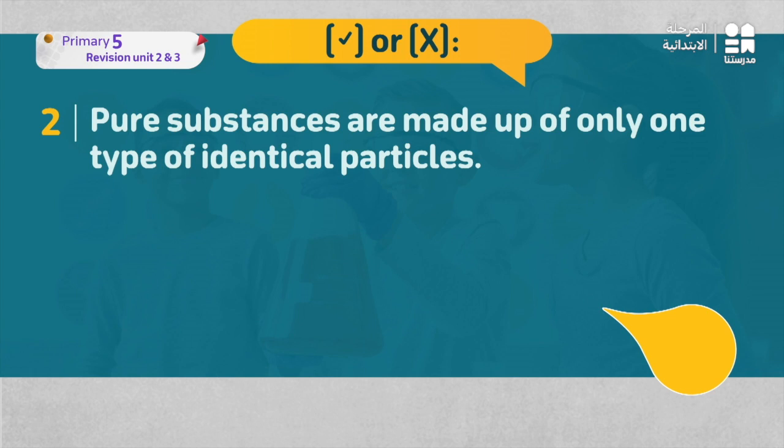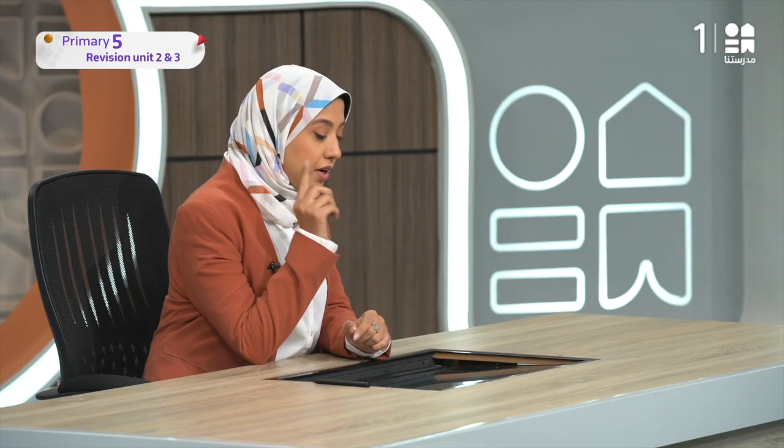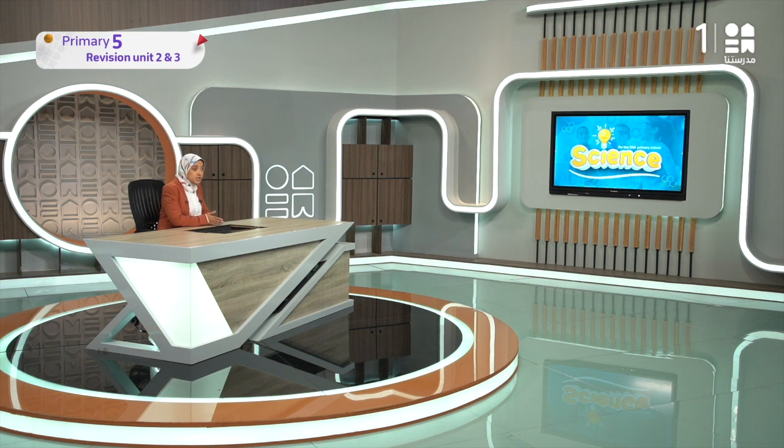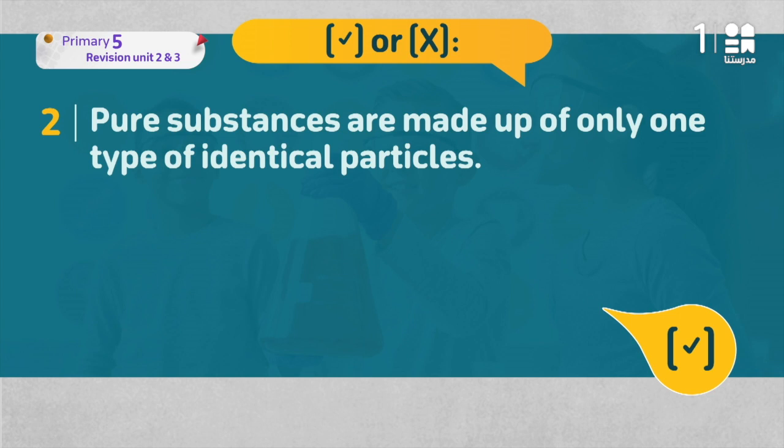Pure substances are made up of only one type of identical particles. Pure substance, one type? Yes, it's true. But what is the thing that consists of more than one type of identical particles? The mixtures. So a substance that consists of only one type of identical particles is a pure substance. But a substance that consists of more than one type of particles is for sure a mixture.